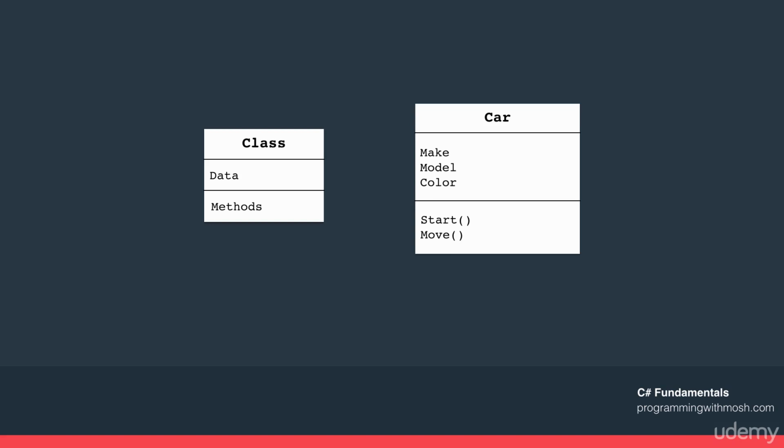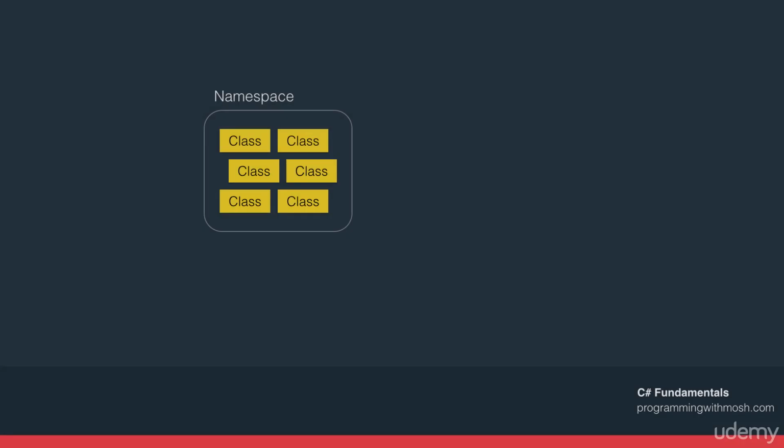In a real-world application, we have tens, hundreds, or even thousands of classes, each class responsible for a piece of functionality. An example of that is classes that are responsible for getting the data from the user, process the data, and display something to the user. Now, as the number of classes in an application grows, we need a way to organize these classes. That's where we use a namespace.